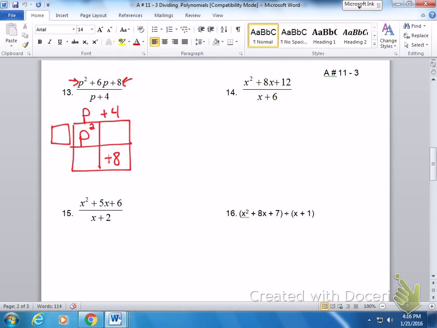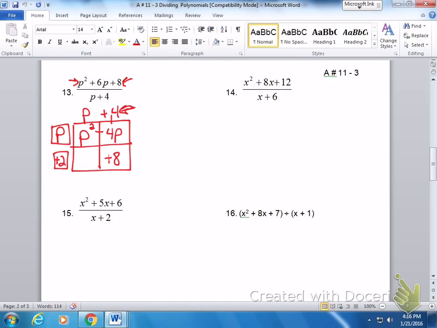Whatever is here times p gives me p squared. The only thing times p that gives me p squared is p. So I'm going to go ahead and distribute. P times 4 gives me 4p. Now I'm going to move down to the bottom. I know this piece is going to have to equal 8 when I multiply something by this 4. Well, what times 4 is 8? It would be plus 2.